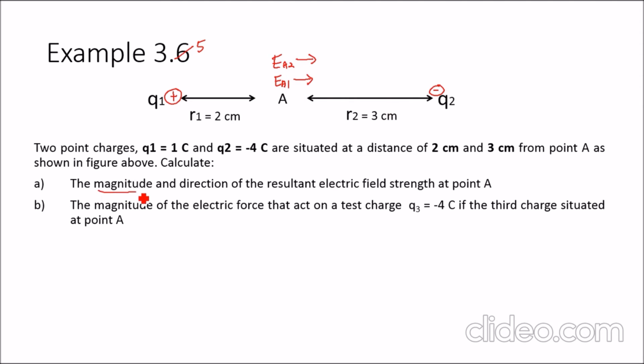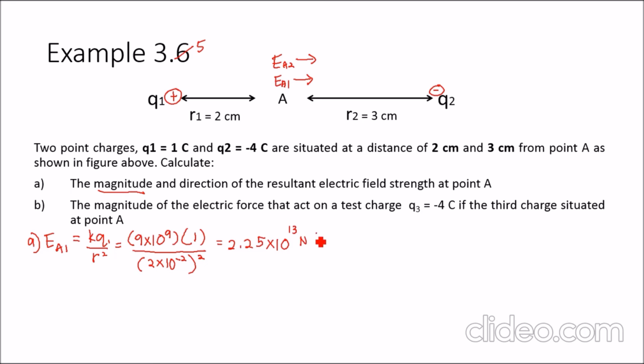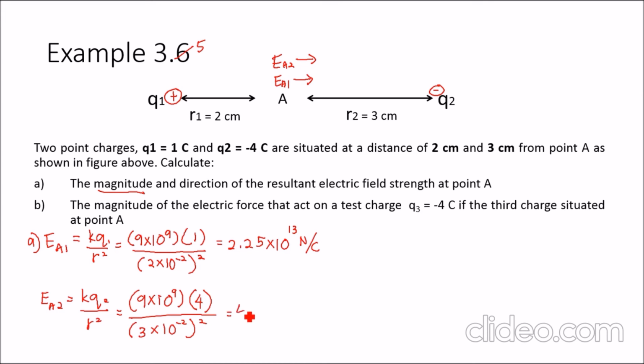To find the magnitude, okay, calculate the value of EA1. Okay, which equation do we use? E equals F over q naught, or E equals KQ over R squared? Since we don't have any test charge at this point A, there is no q naught. So, we use the equation KQ over R squared. Okay, we will get 2.25 times 10 to the power of 13 Newton per Coulomb. For EA2, KQ2 over R squared, we get 4 times 10 to the power of 13 Newton per Coulomb. We need to find the resultant electric field strength at point A, where the resultant electric field strength is equal to EA1 plus EA2.